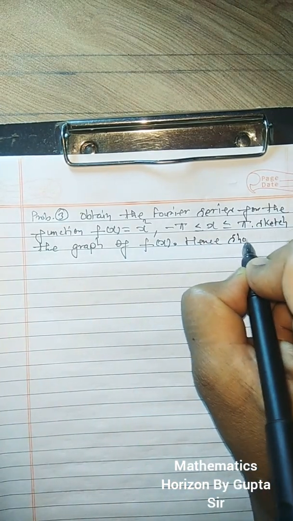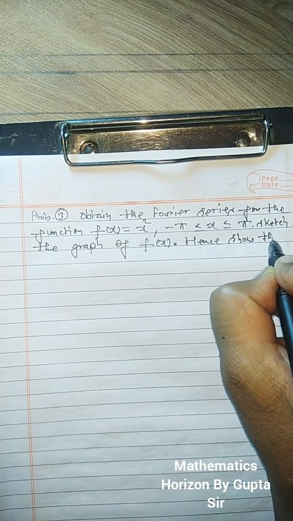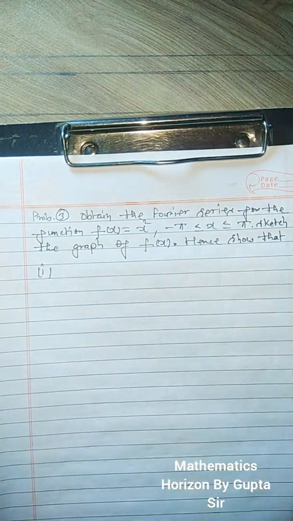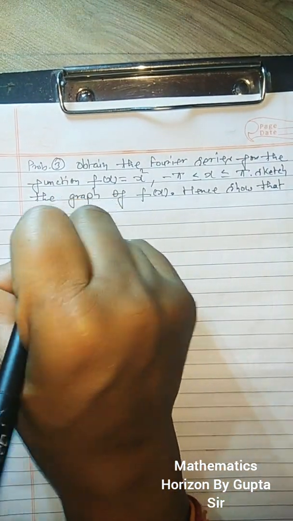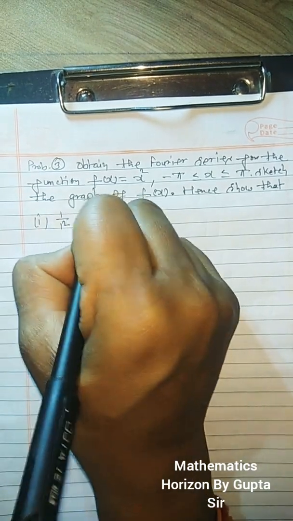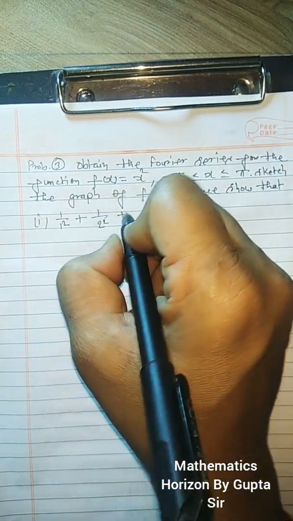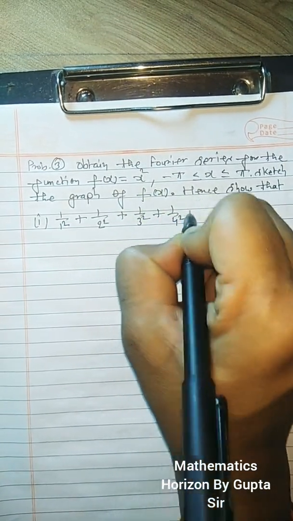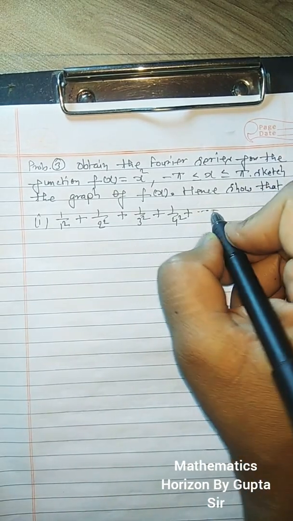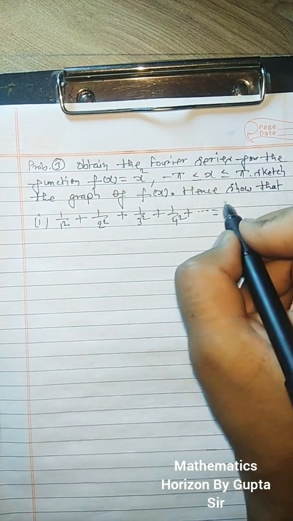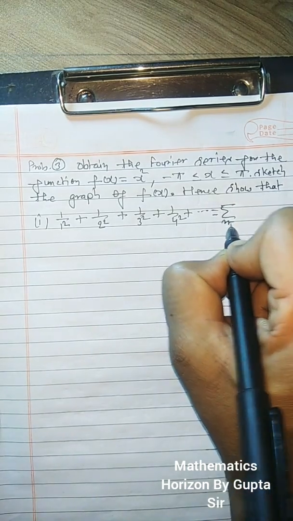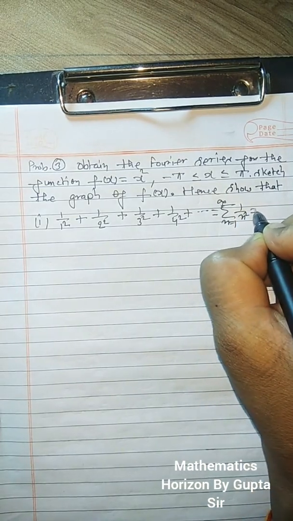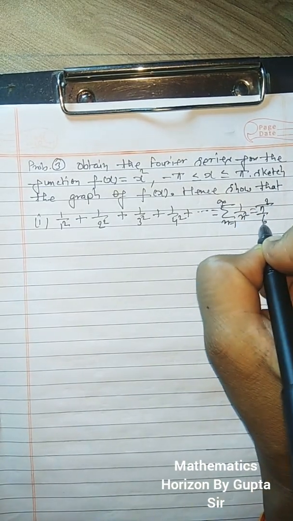hence show that 1 upon 1 square plus 1 upon 2 square plus 1 upon 3 square plus 1 upon 4 square and so on, is equal to summation n equal to 1 to infinity 1 upon n square, is equal to pi square upon 6.